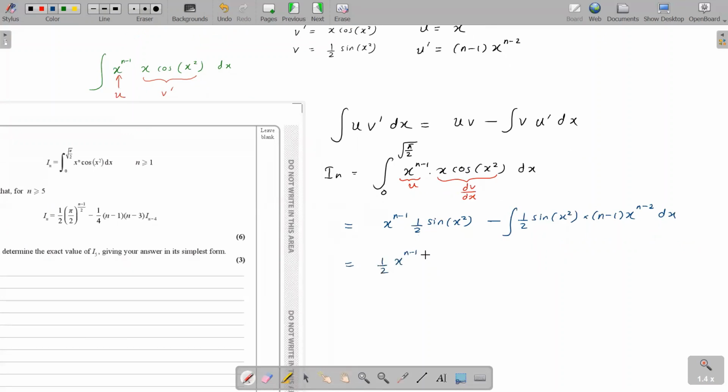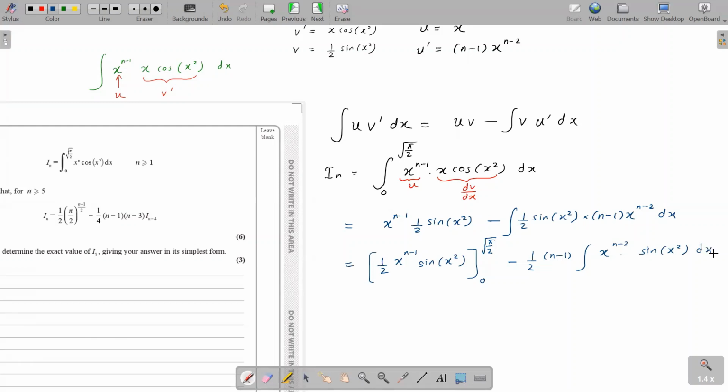So I get half x to the power n minus 1 sine x square. Okay, we can substitute the limits into this part actually. That would make our life easier. And then for this part I can take the half out, and I get half times n minus 1 out, and I'm getting here x to the power n minus 2 into sine x to the power 2 dx.